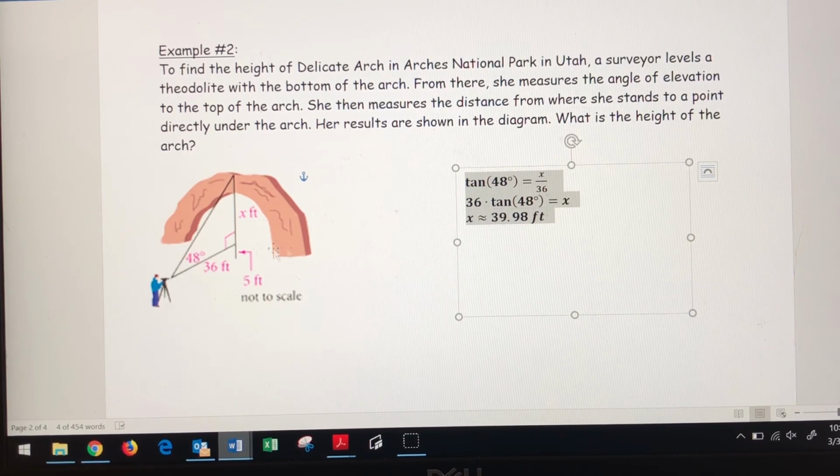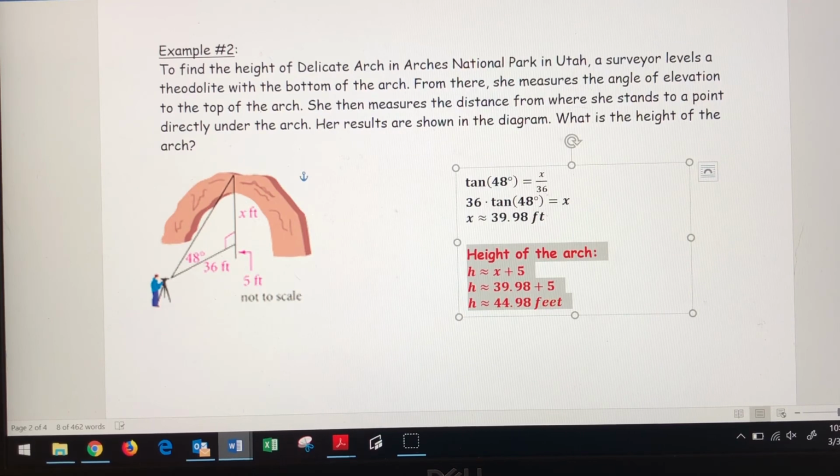Okay. Now, we haven't accounted for this 5-foot difference here yet. In order to create the right triangle, this guy wasn't all the way at the base of the arch. Okay. So in order to find the height of the arch, we're going to add x and 5 there. So the total height of the arch is going to be about 44.98 feet.